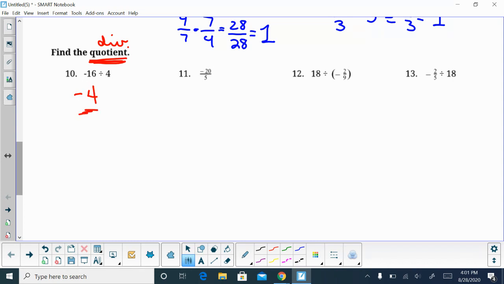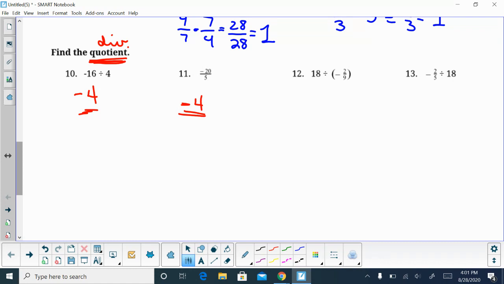Number 11, I have a negative 20 divided by 5. So I have different signs, so a negative divided by a positive. So my answer will be negative. 20 divided by 5 is 4. So negative 20 divided by 5 is a negative 4.